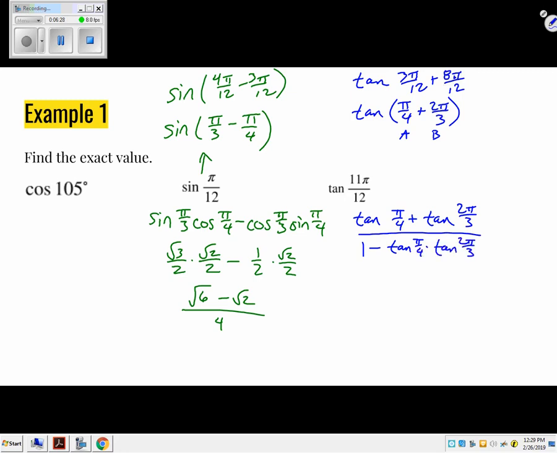So yeah, this isn't going to be too bad because tangent pi over 4 is 1. Tangent 2 pi over 3, I've got to get that out of the second quadrant. So that's going to be a negative square root of 3. And then I have 1 minus 1 times negative square root of 3. And that's going to give me 1 minus the square root of 3 still on top. Now on the bottom, I got a negative and a negative right here. It's going to give me a positive. 1 plus the square root of 3.